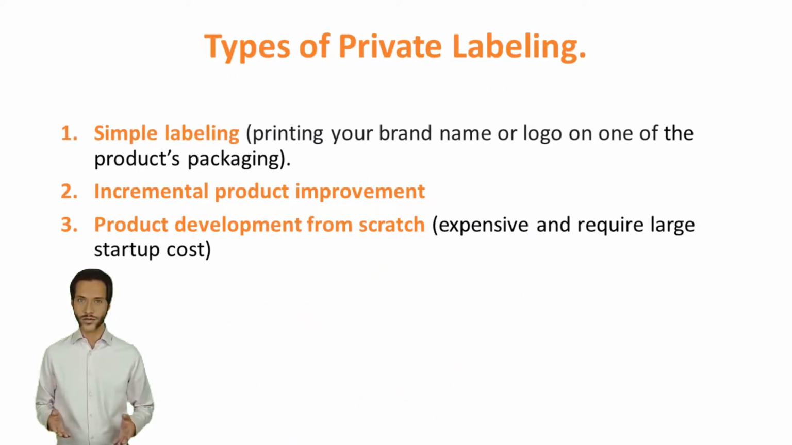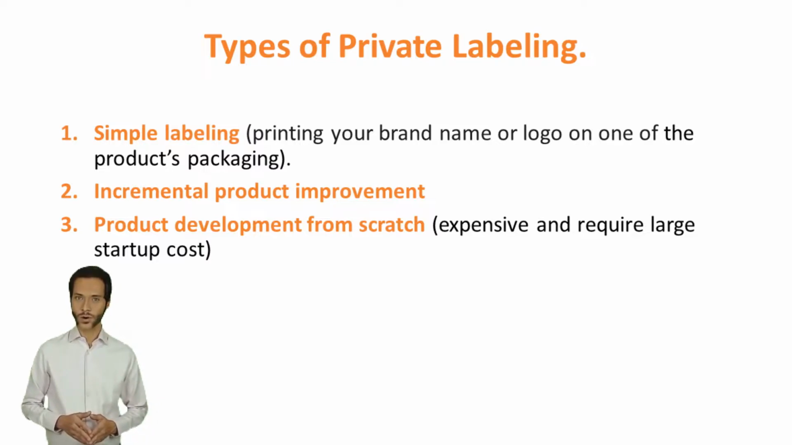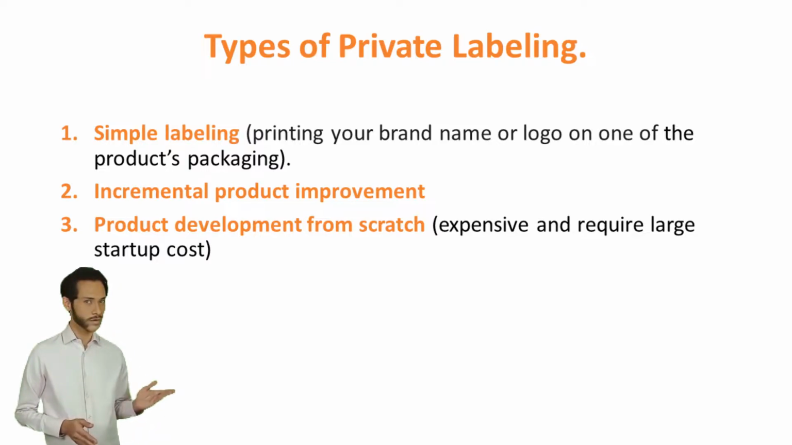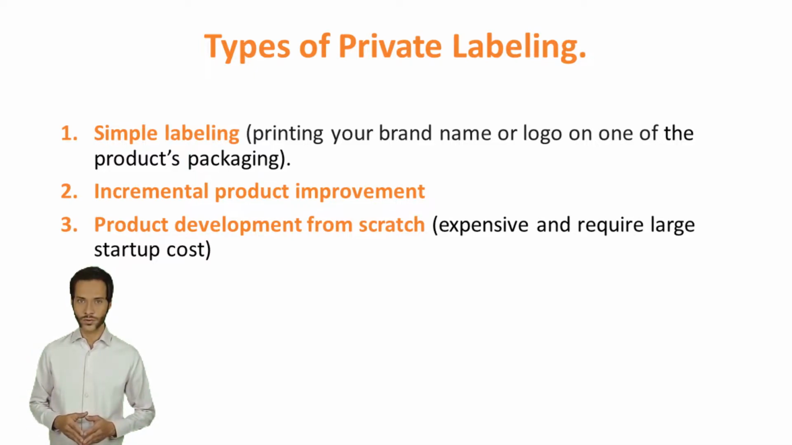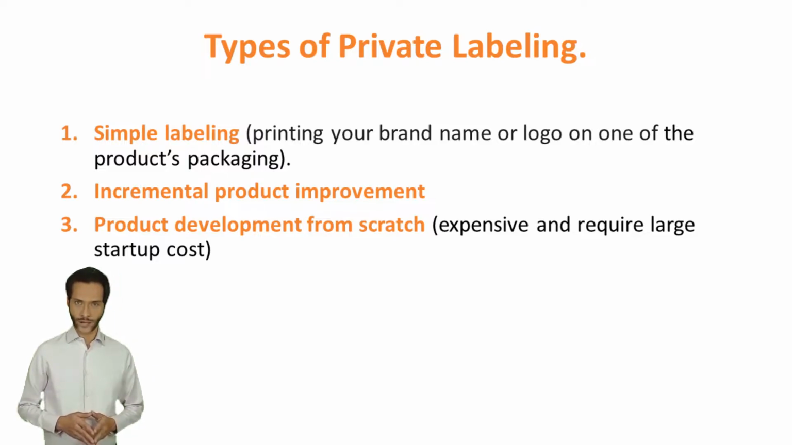The easiest one is to just contact a supplier and ask them to put your brand name or logo on one of the products that they are already producing in huge quantities, without making any changes except for the custom packaging. The second type of private labeling is incremental product improvement. In this case you need to work with your supplier to create simple changes to a product that they're already producing, making it more unique and custom. These changes can be, for example, the use of different materials, molds, or even different textures.